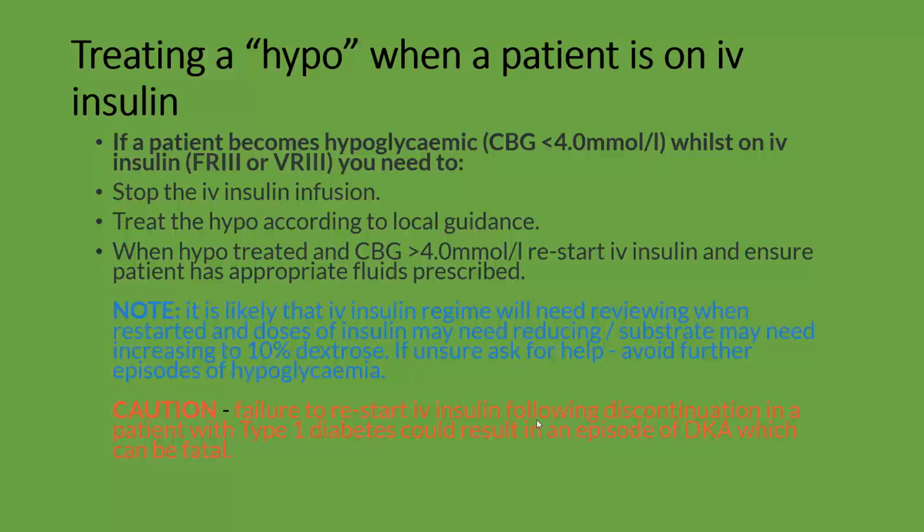And just read this red one. Failure to restart IV insulin following discontinuation in a patient with type 1 could result in an episode of DKA, which can be fatal. So with DKA patients, you might stop and put on a variable dose. The patient goes into hypo. If you just stop it, within the next few hours, the patient would have gone into DKA again. So you should restart after monitoring the blood glucose. So these are the important steps in stopping IV insulin.